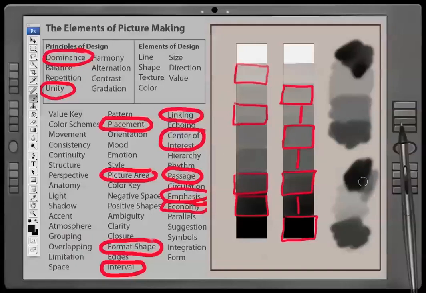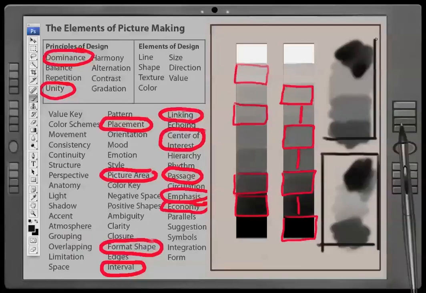I think you can see that there is a greater variety. Now this value here is the same value as the background over here. So what I'm going to do is enclose this like that, and I'll do the same up here.